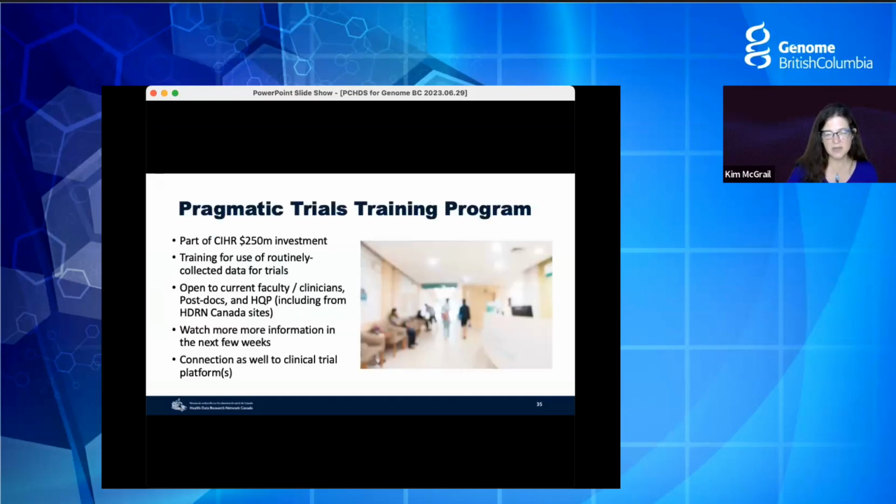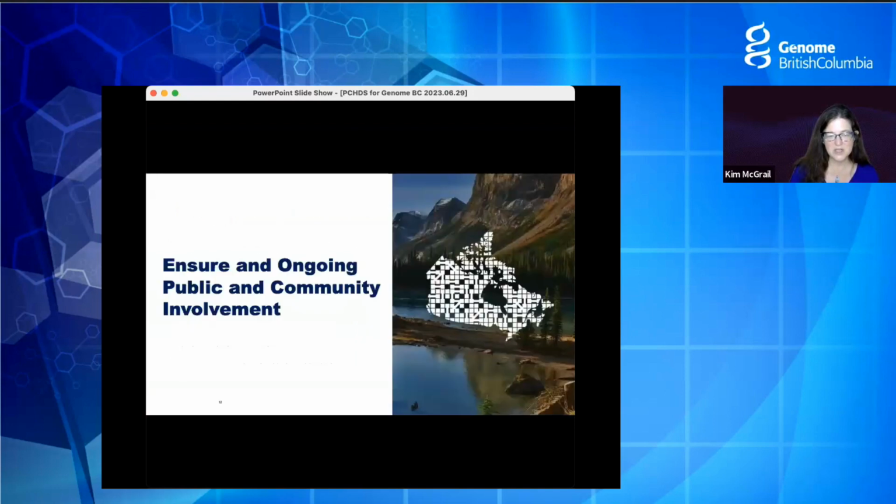Another thing to watch for is a pragmatic trials training program that's embedded in HDR in Canada. This is through the CIHR $250 million investment in both a trials platform, through the Accelerating Clinical Trials Group based out of McMaster, but also these training programs that are separate. This one is specifically targeted around the use of routinely collected data for trials. It's going to be open to faculty, decision makers, and postdocs, so people who might be leading trials, and also highly qualified personnel who might be supporting trials, whether through methodological developments or that sort of thing. So there should be more information coming about this and some recruitment in the next few weeks. I'd really love to see some people from BC participating in this, so I'm hoping you'll watch for that.